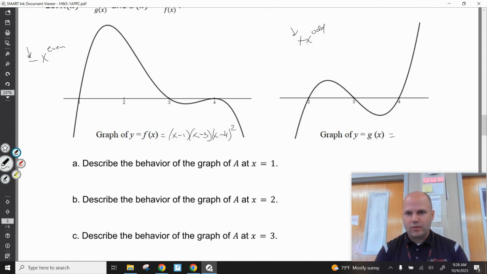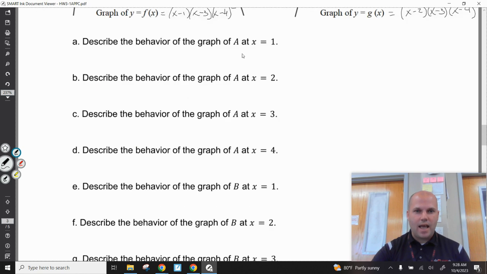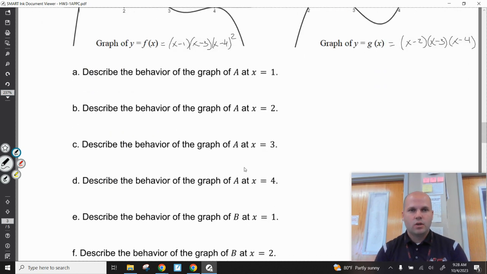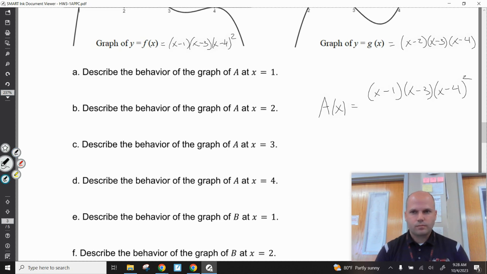We can do the same thing for g. We'll have x minus 2, x minus 3, x minus 4. All right, now let's look at the equation A. Let's write it to the side. It's f over g. So here's the equation for A of x. It's f over g.